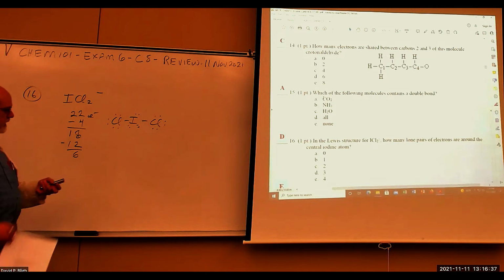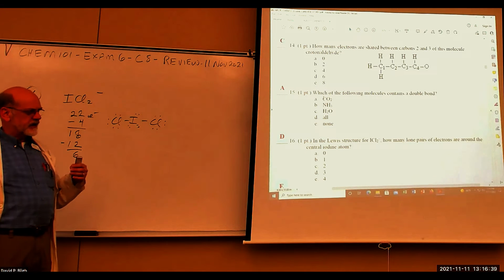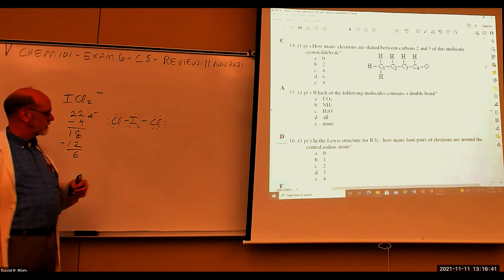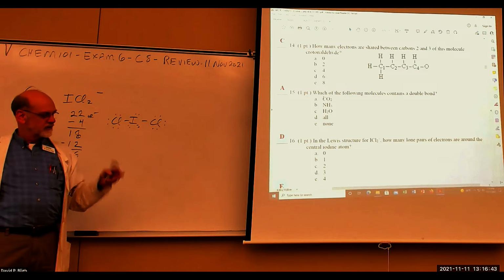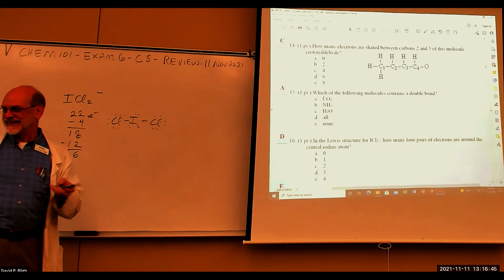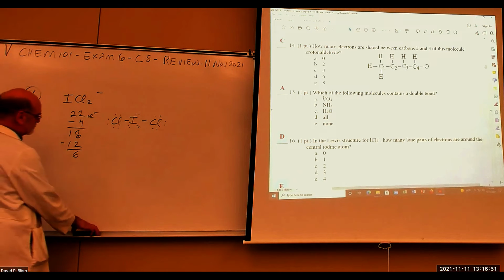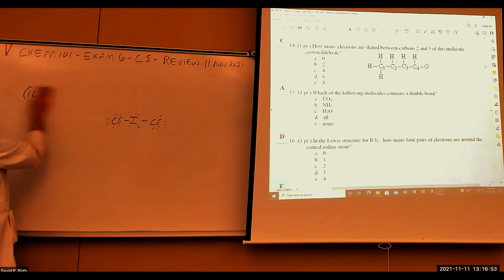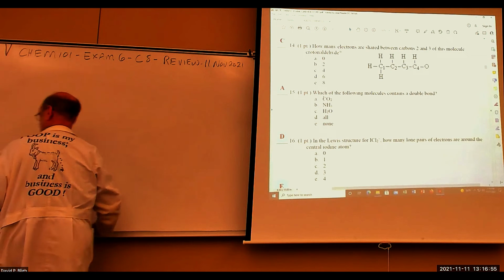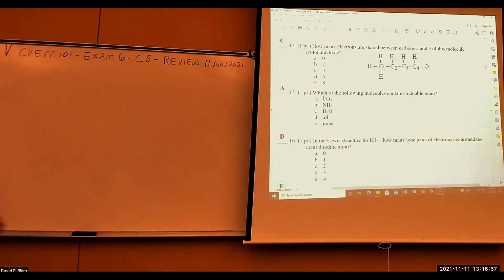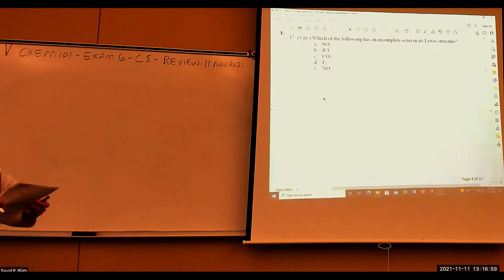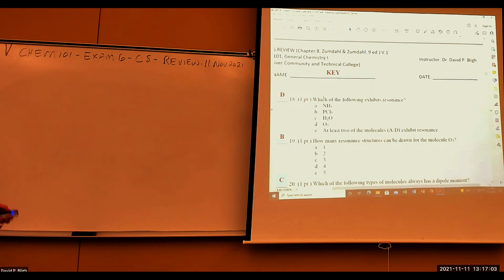And of course, if you read it wrong, you say, how many lone electrons are there? Well, there are 6, but 6 is not an answer. So that says, oh, wait a minute, let's reread that. Lone pairs. All right. So skip 17, go to 19. There's 19.